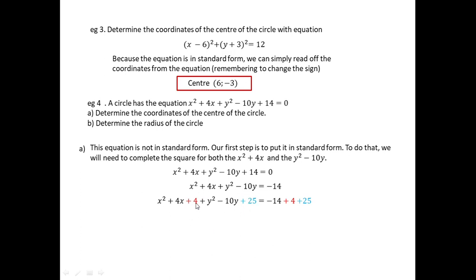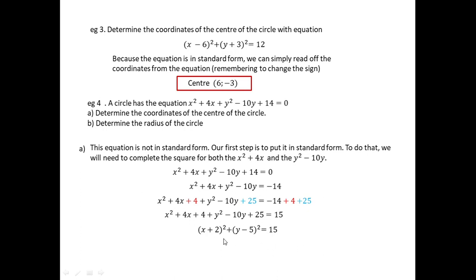Because I've added a 4 and a 25 on the left, I must also add a 4 and a 25 on the right. So I end up with this. Now I need to factorize each trinomial. I factorize the x trinomial and the y trinomial separately, and I get that. And there is my equation in standard form.